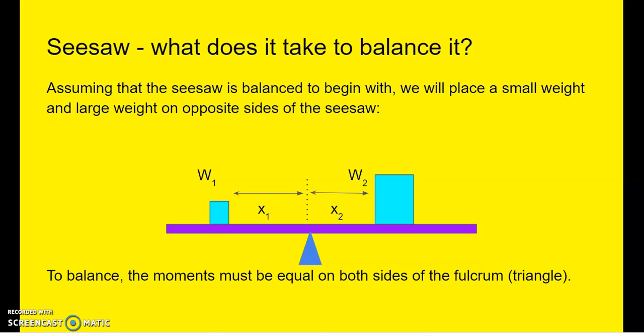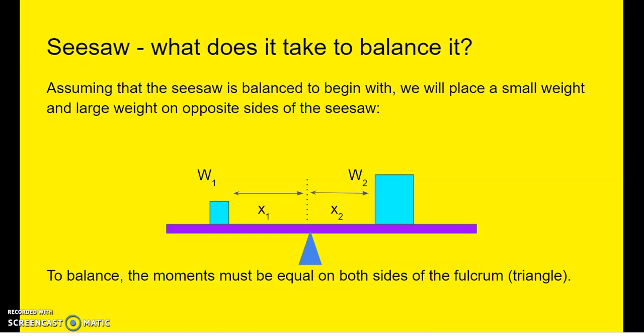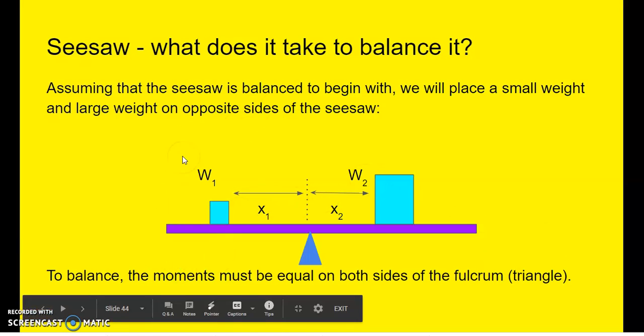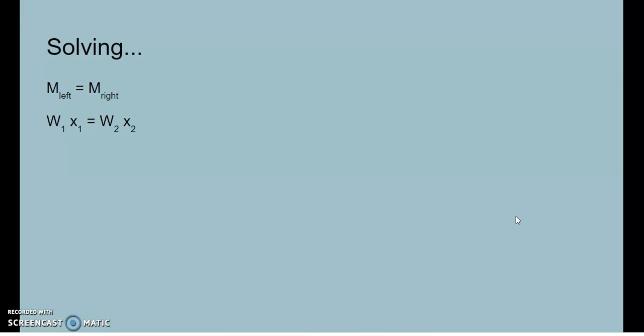Moment is equal to force times lever arm distance on each side. So for these to be balanced, it has to be true that the moment or torque on the left has to be equal to the moment or torque on the right. That is, the weight 1 and weight 2 times their respective distances have to be equal. Weight 1 times x1 has to be equal to weight 2 times x2.